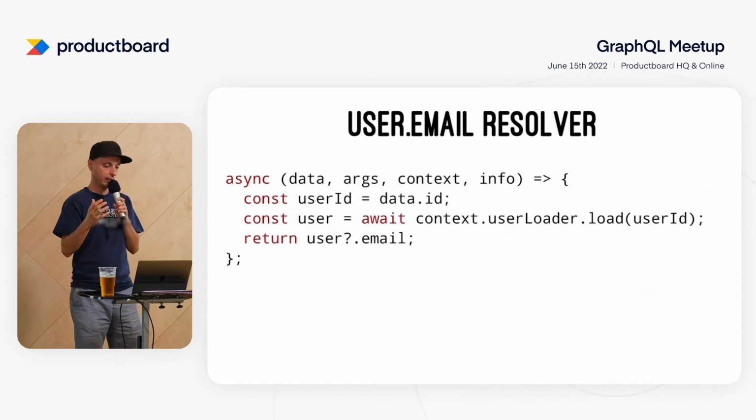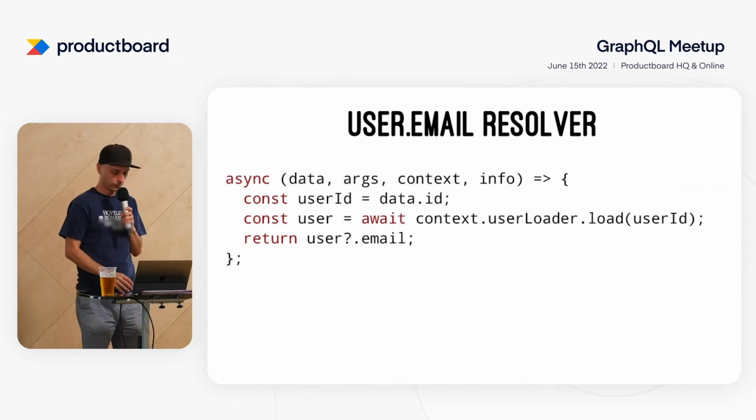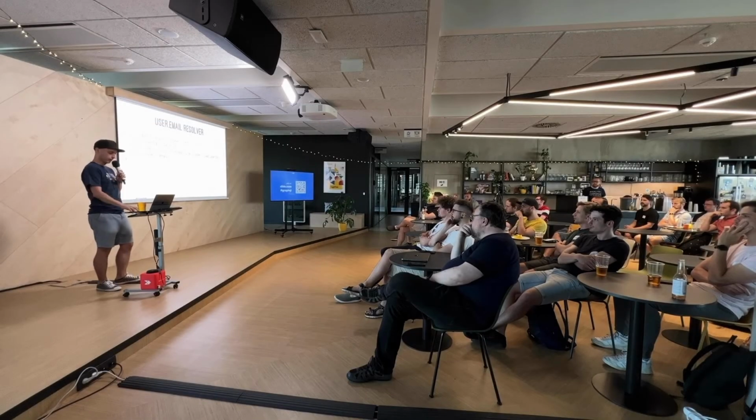But let's say we have on a context something called user loader that provides us a method load that just needs a user ID. And what it does, it returns a promise with user data. So we just await the response and we return the email. Just with such a simple thing, we get a nice optimization. So we don't call the user detail API every time it's needed. We just call it maximum once, and all other calls are being cached and reused.